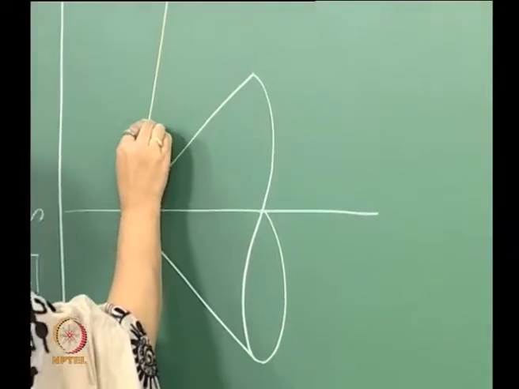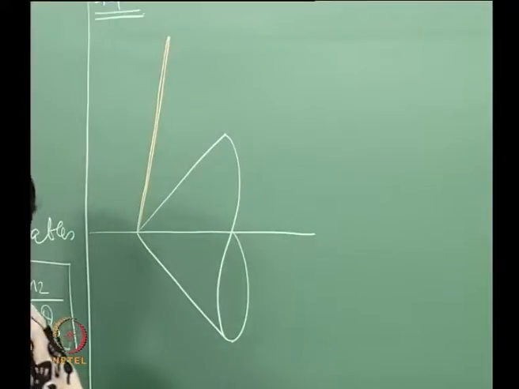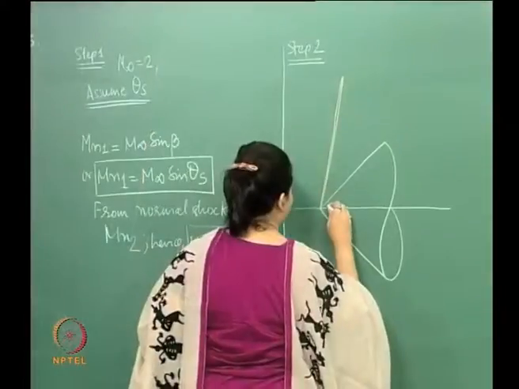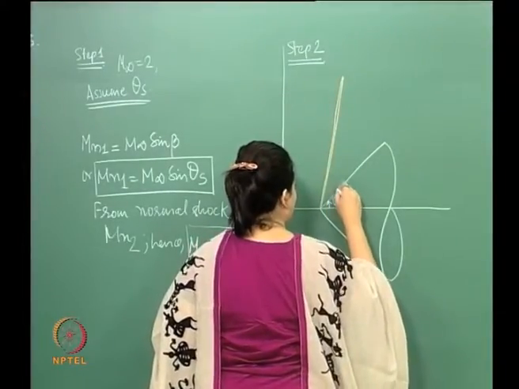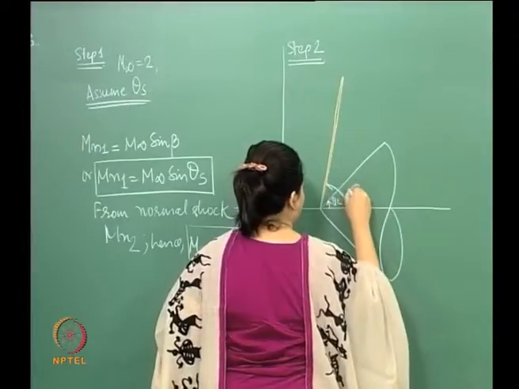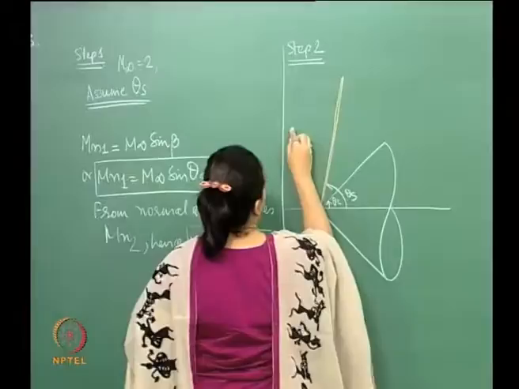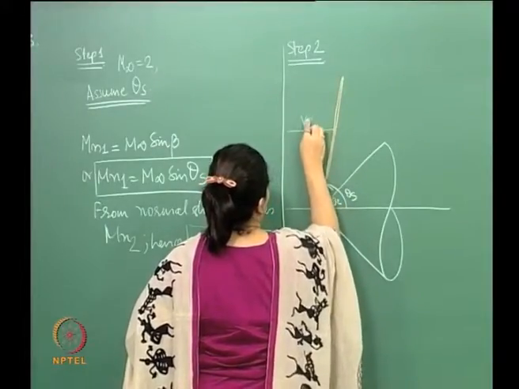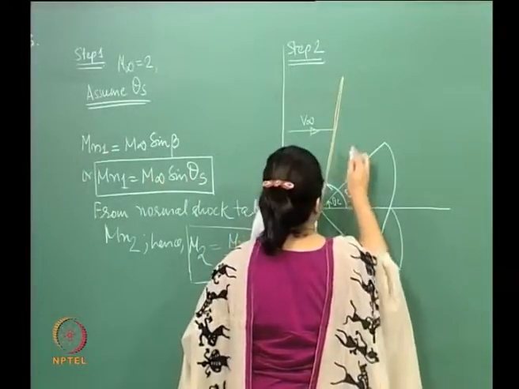I am exaggerating this a little bit. Okay, so we have that. So therefore, this is my cone angle and this is the shock wave angle. Now, say we have a free stream which comes in. We have a free stream that comes in.